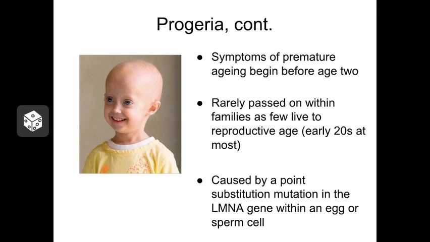And remember that proteins run the cell. They do all the important jobs inside the cell. So people with progeria have difficulty with cell division, with healing, things like that. And this can result in premature aging.